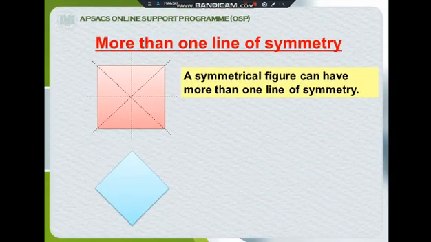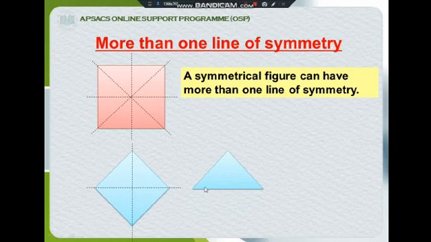Now, it is not necessary that only 1 or 2 lines of symmetry are found in a figure. You can also draw more than 1 line of symmetry. For example, over here we have a square. You see that there is a horizontal line of symmetry, a vertical line of symmetry and a diagonal line of symmetry. And over here we have a shape. When we draw a horizontal line of symmetry, you will see that we get this shape, right? Then when we draw the vertical line of symmetry, we will get this shape. Clear?